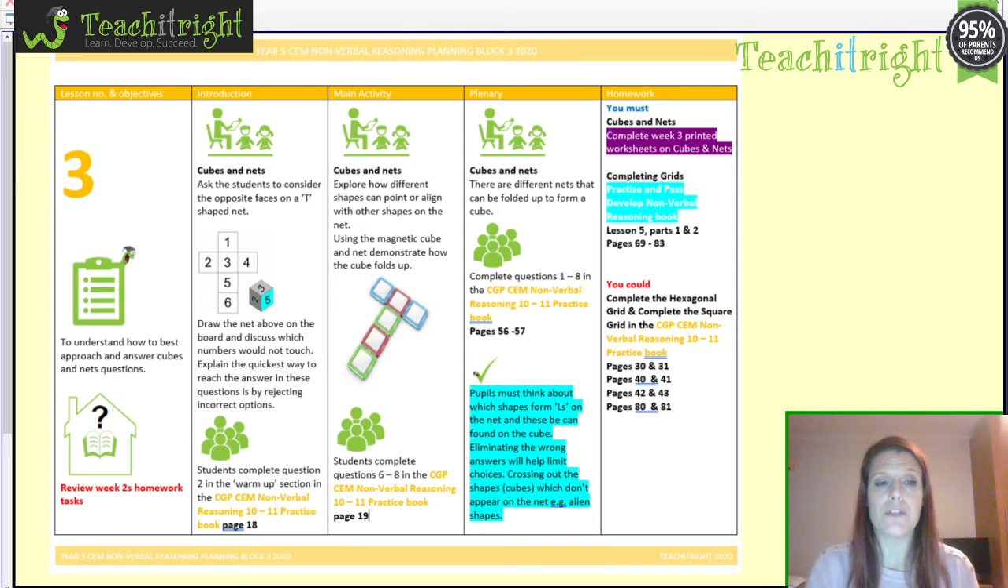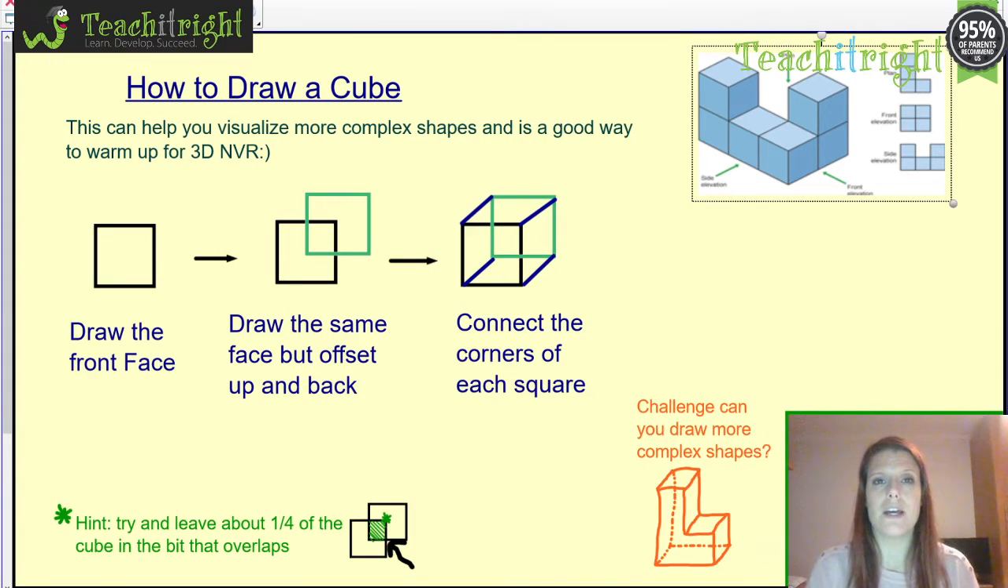So this is Week 3. We are learning to understand how to best approach and answer cubes and nets questions. And this is something that some people do find quite challenging. So we're going to have a look at, first of all, how to draw a cube. This can help you to visualize, that means see in your mind, more complex shapes and is a good way to warm up for three-dimensional non-verbal reasoning questions.